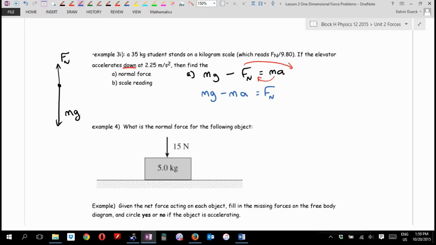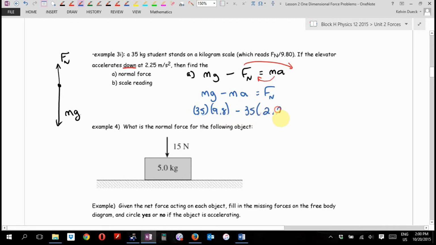Oh, let's plug and chug. Did they give me the mass? Yeah. I have an answer. Nope. We decided to let down be positive. We're not going to put a negative in for the g. We took care of it right there. Yep. So it's going to be 35 times 9.8 minus 35 times 2.25. That's going to be the normal force. Which is what?